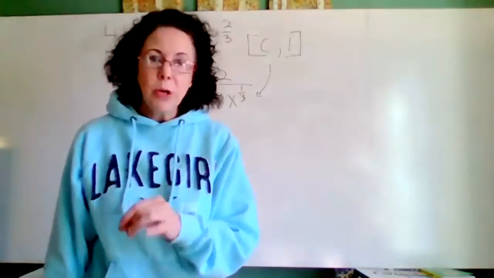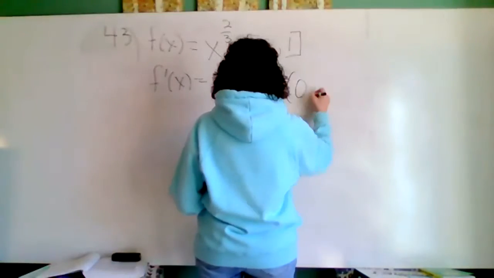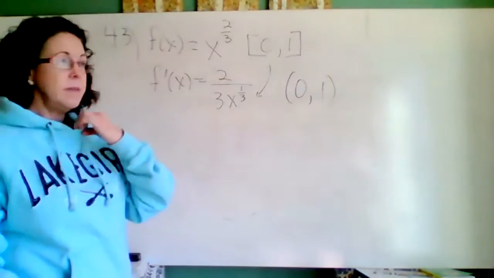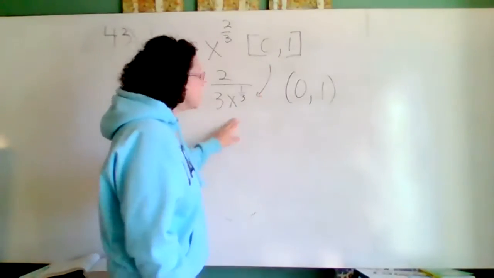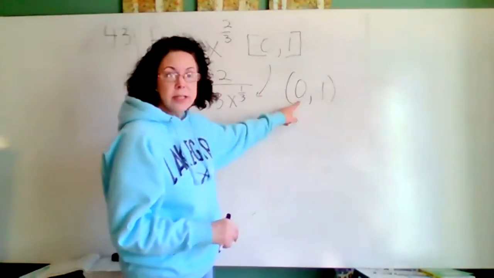This is a very minor point. They won't do this to you on the AP exam. When we're looking for continuity of a function to use the mean value theorem, it has to be continuous on a closed interval and differentiable on an open interval. So meaning not including 0.